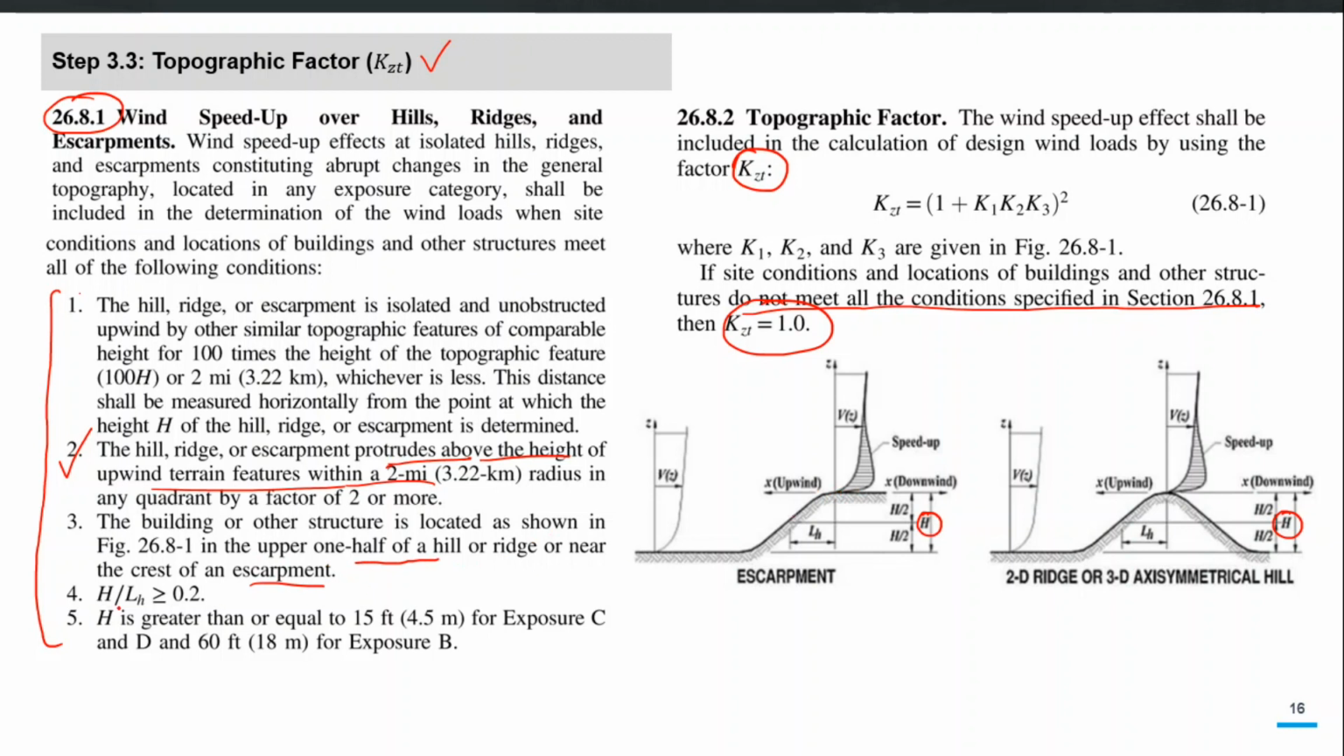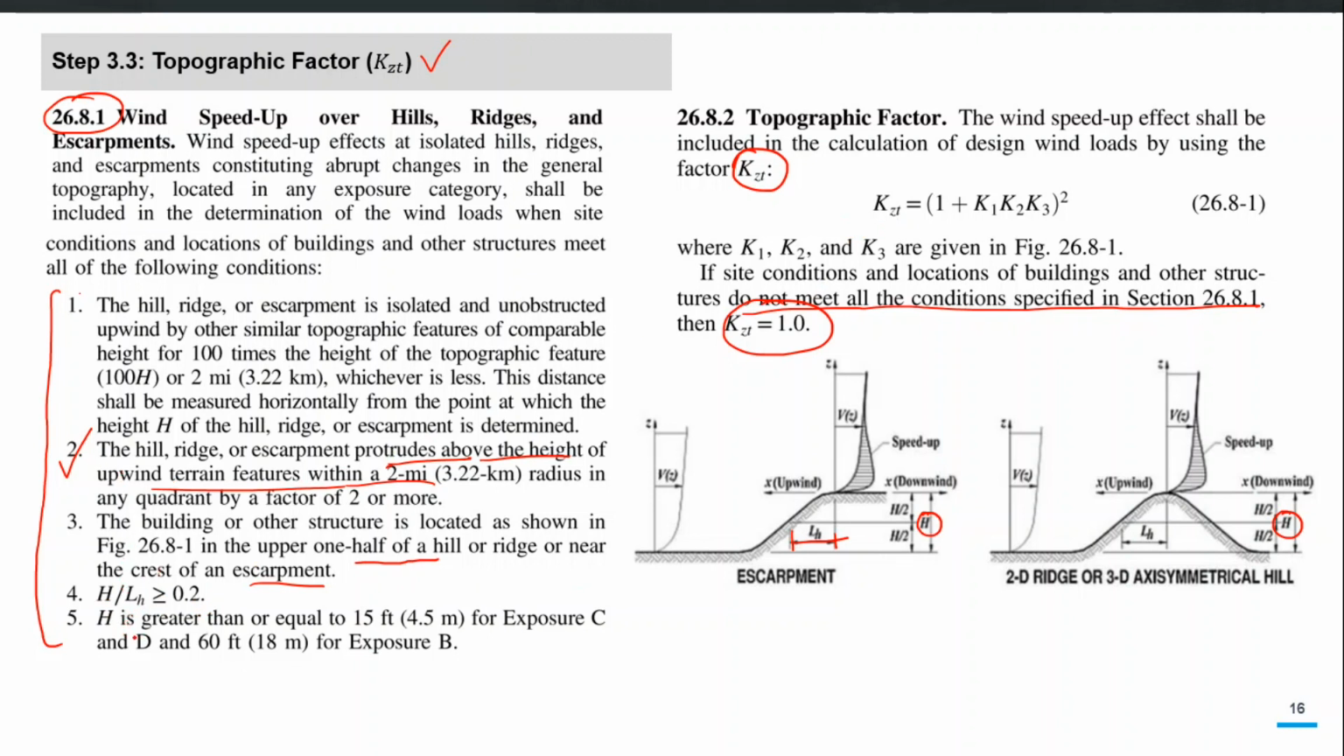Then capital H over L sub H should be greater than 0.2. This actually is the slope of your hill or your escarpment. L sub H is the horizontal distance, capital H is the vertical height, so this becomes the slope. If it is greater than 0.2, then you should go for calculating Kzt, along with all the other conditions also being fulfilled.